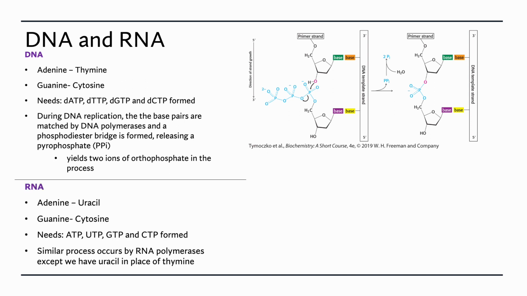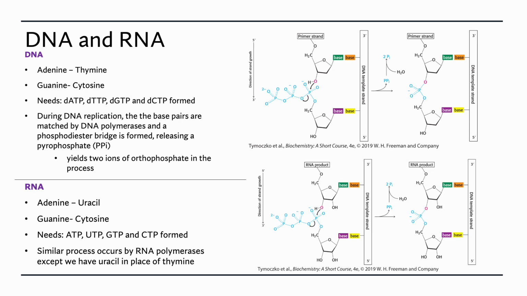And for RNA, the base pairing is adenine to uracil instead of thymine, and then guanine to cytosine. The nucleotides needed are ATP, UTP, GTP, and CTP. During RNA synthesis, the base pairs are matched by RNA polymerases using a template DNA strand. And again, a phosphodiester bridge is formed, which causes a release of pyrophosphate and yields 2 ions of orthophosphate in the process.